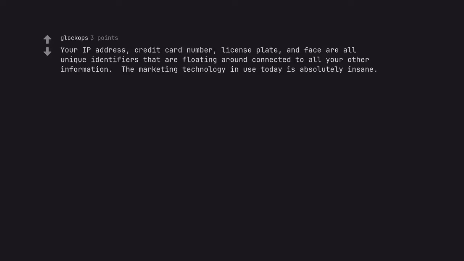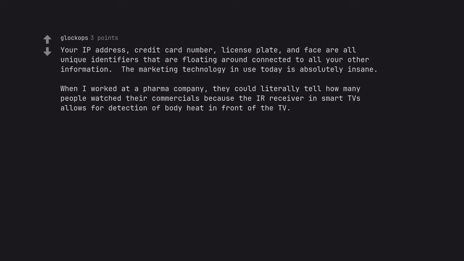Your IP address, credit card number, license plate, and face are all unique identifiers that are floating around connected to all your other information. The marketing technology in use today is absolutely insane. When I worked at a pharma company, they could literally tell how many people watched their commercials because the IR receiver in smart TVs allows for detection of body heat in front of the TV.